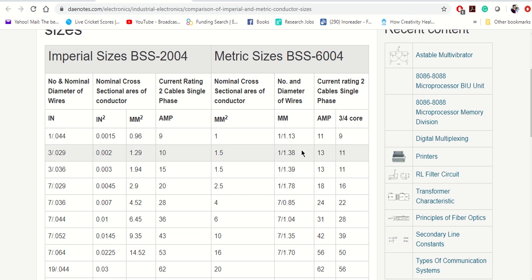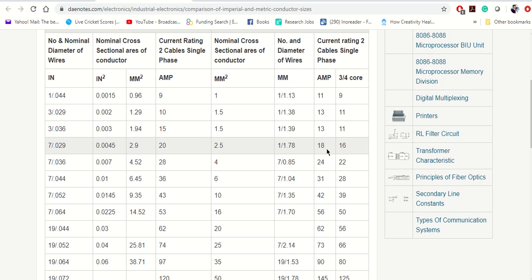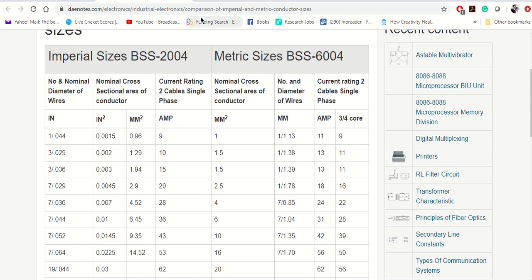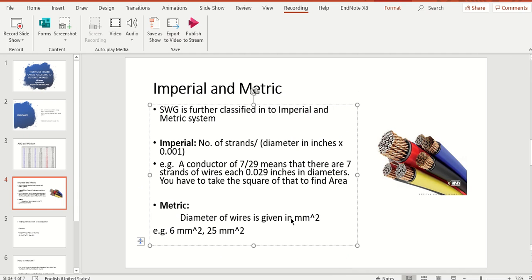When converted to metric size, 7 slash 0.029 becomes 2.5 millimeter. So this is the cross sectional area in millimeter square. And again you can see here, this is the ampere rating. Okay, so on this website you can find the useful conversion. I will link this website as well in the description of the video.